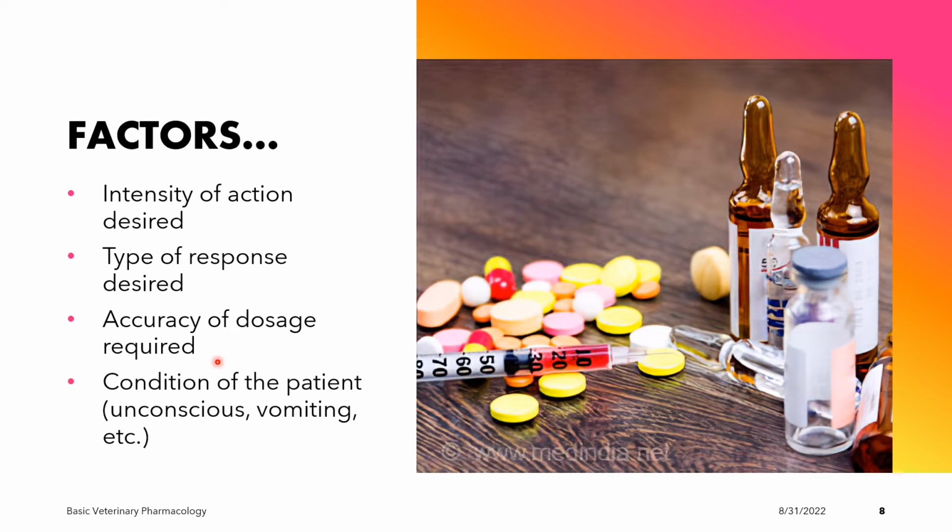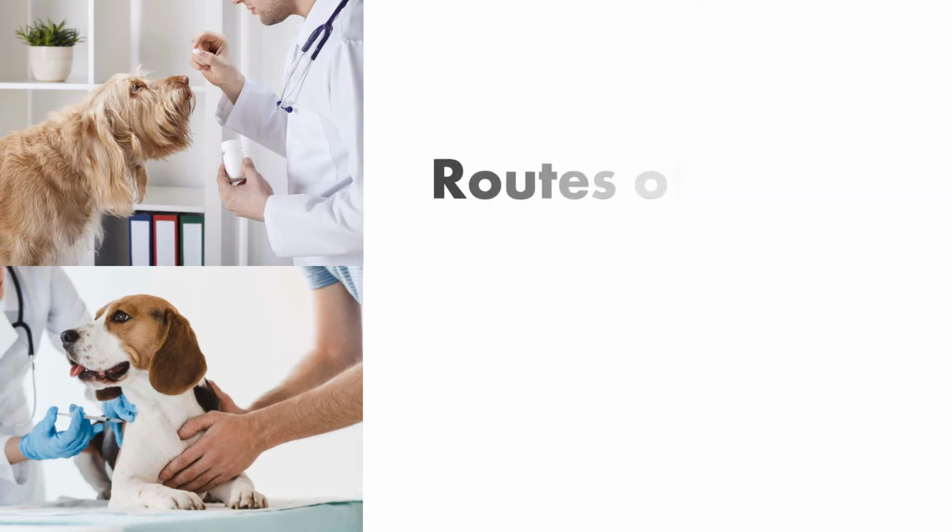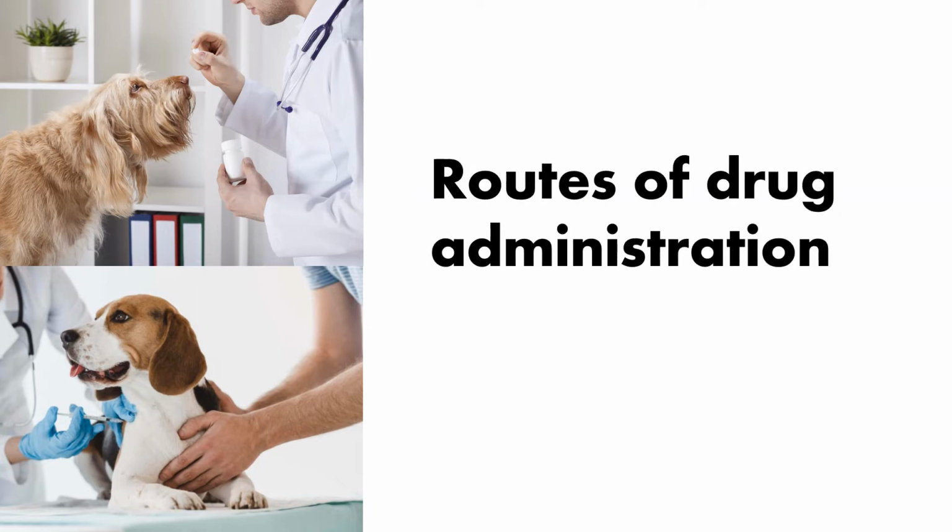There are certain diseases or cases that need accuracy of the dosage to be administered. We also have the condition of the patient, whether the patient is unconscious and whether the patient is vomiting. So it will influence the choice of the route of drug administration, and these factors will be explained deeper in the succeeding slides. The slides to follow will enumerate and classify the different routes of drug administration.